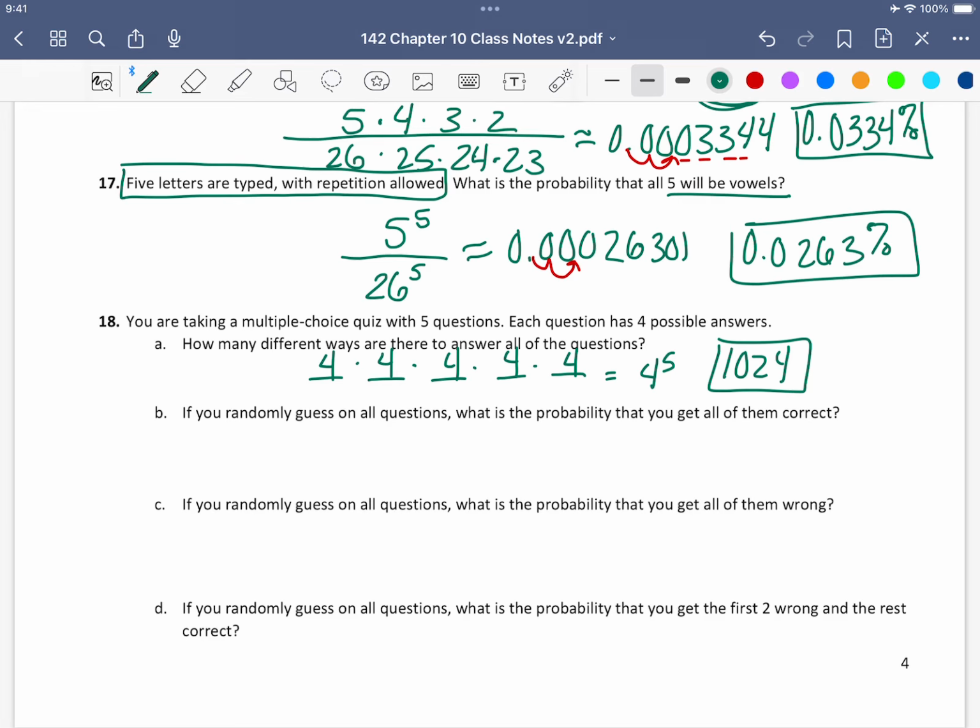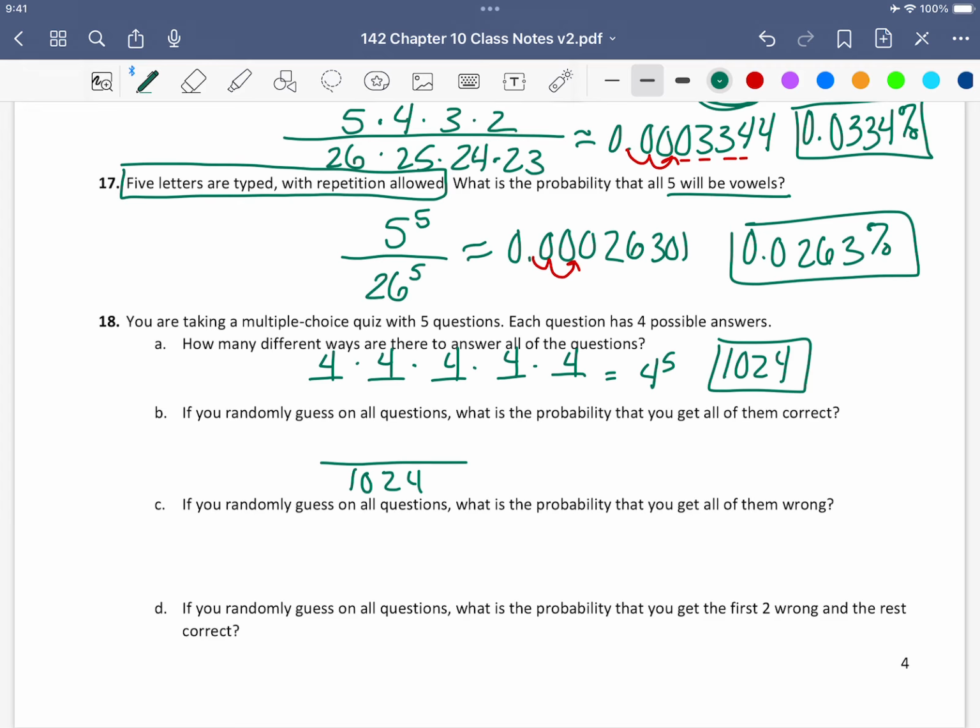So now that's helpful because basically we've found our denominator first. If you gave out 1024 different multiple choice quizzes with 5 questions with 4 possible answers, every single one of those answer sheets would be different for 1024 of them. All right, so now we know that that is our denominator. We'll use that as we move into our probability questions. So if you randomly guess on all questions, what's the probability that you get them all correct? All right, so our denominator is 1024. That's all the different possible answer sheets that exist for this quiz.